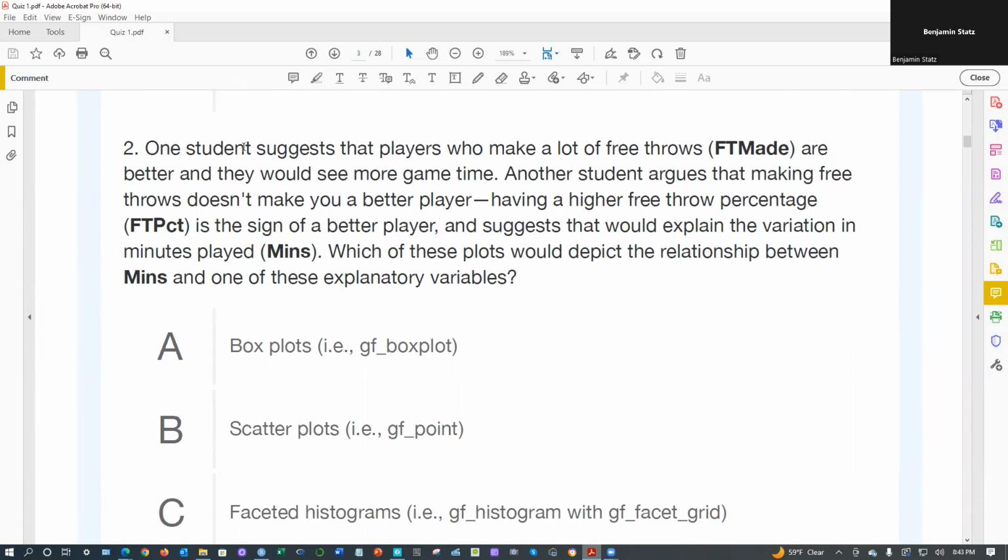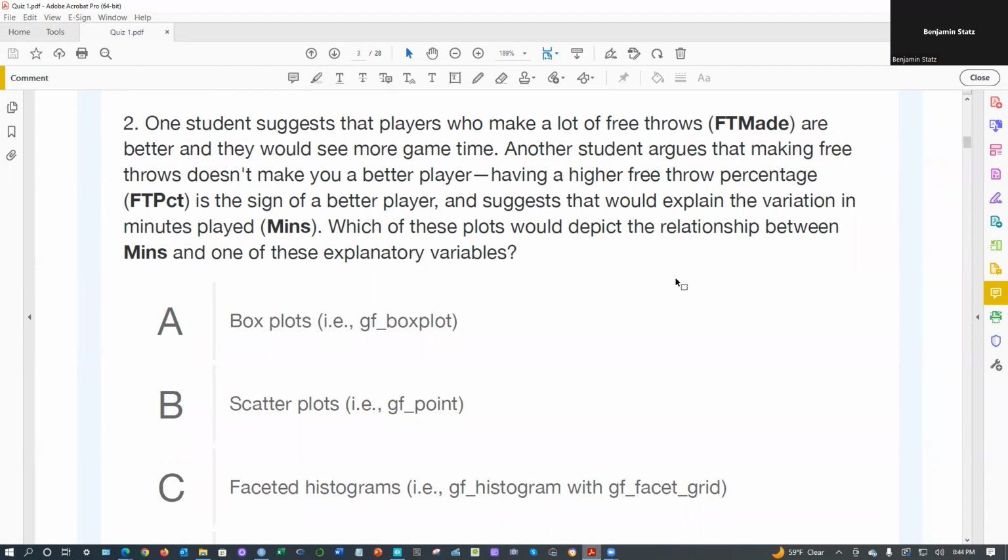So one student said players who make a lot of free throws, FT made, are better and would see more game time. Game time means minutes. That's the Y variable. FT made is an X variable, or explanatory variable. This one is a response variable. Another student argued that making free throws doesn't make you a better player, and that a higher free throw percentage is the sign of a better player. He's suggesting this would be the best attribute to explain the variation in minutes.